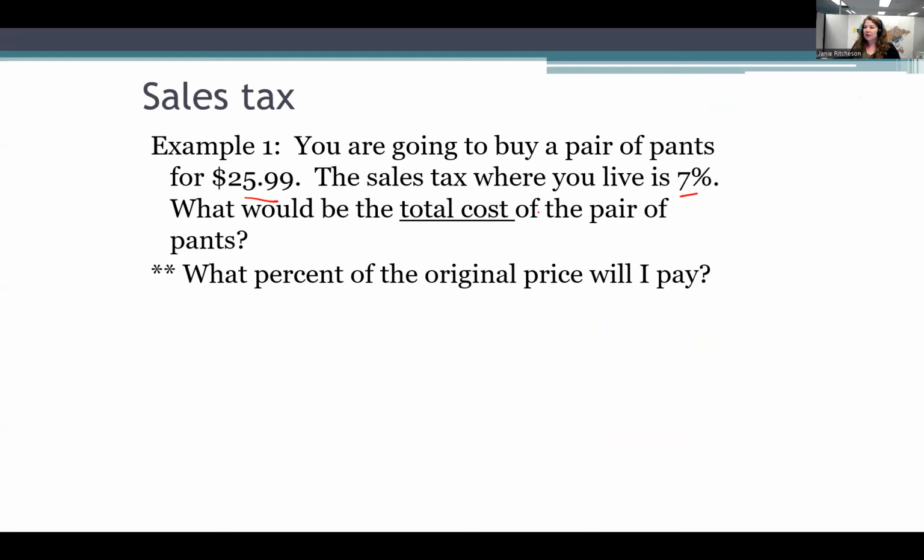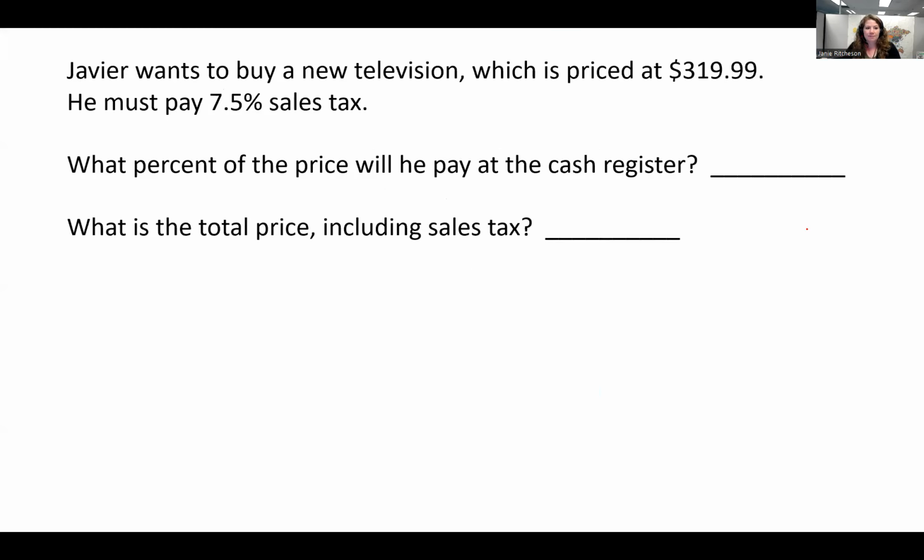Okay, so now if it asks what is the sales tax amount, we would turn just this into 0.07 and multiply by the original price to find just the sales tax. But since this is asking for total price, we're just going to skip the part where we find the sales tax separately. What percent of the original price will I pay? I'm going to pay 100% plus 7%. I'm going to find 107% of the original price.